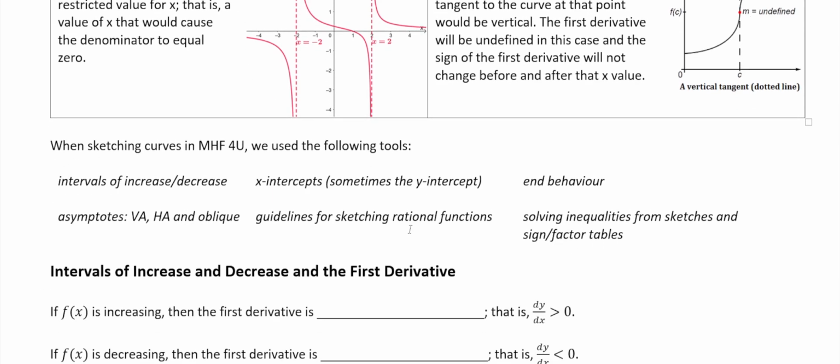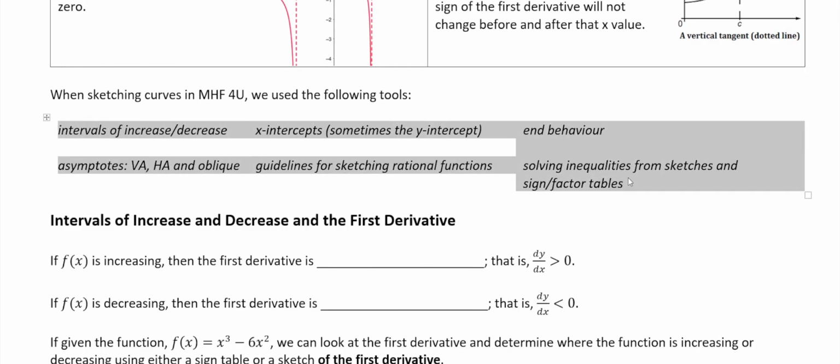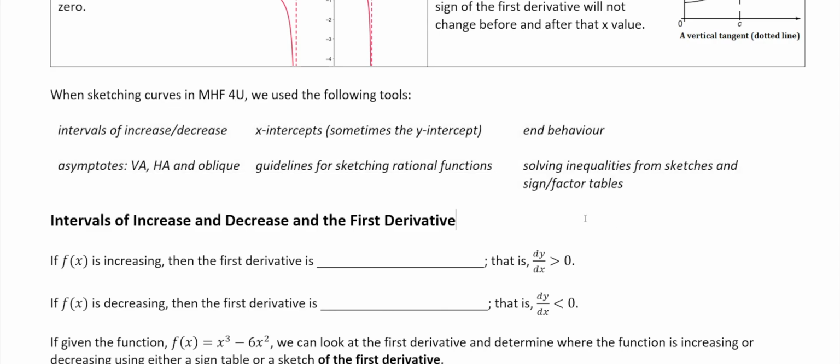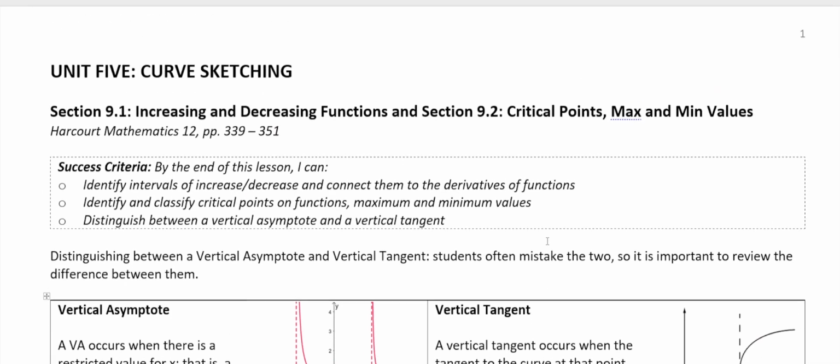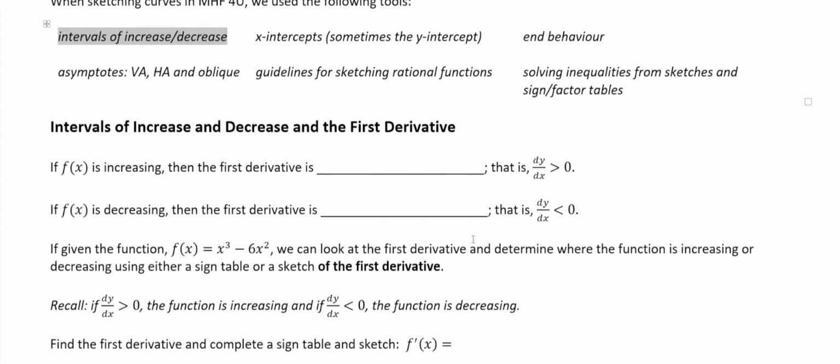Okay, when sketching curves in MHF4U, we use the following concepts as well. We talked about intervals of increase and decrease, x-intercepts, end behavior, asymptotes, and then solving inequalities, signs, and factor tables. So we're going to use this for this unit in curve sketching. We're going to use all these concepts, but let's focus right now on intervals of increase and decrease.